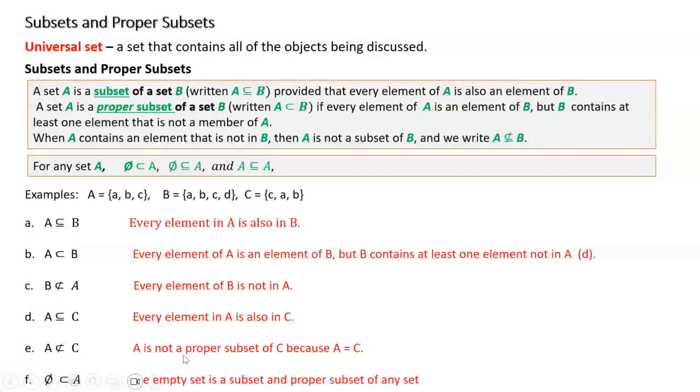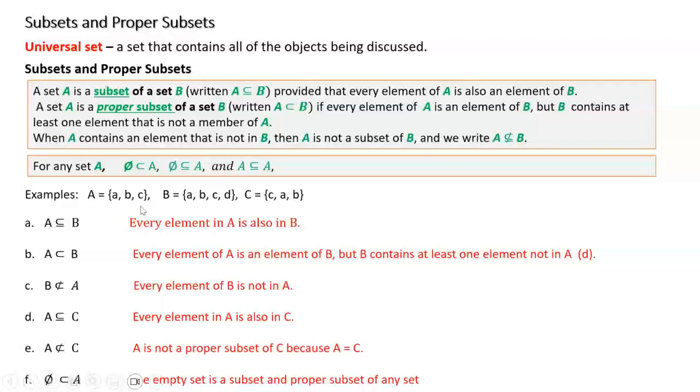That's true because A is not a proper subset of C, because they're equal sets. Anyway, if we look at the definition, it says here, a set A is a proper subset of set B if every element of A is an element of B, but B contains at least one element not in A. Check this out, guys. Every element in A is also in C, but C does not contain an element that is not in A. That's why this is correct.